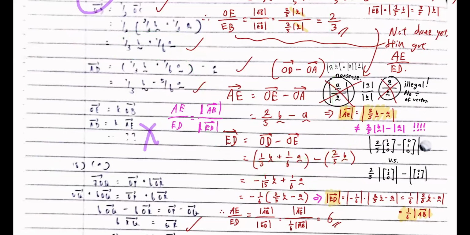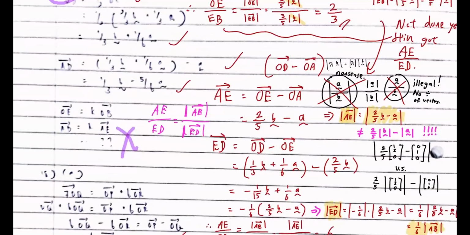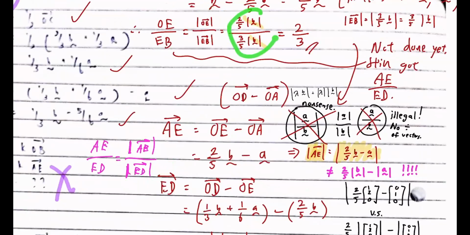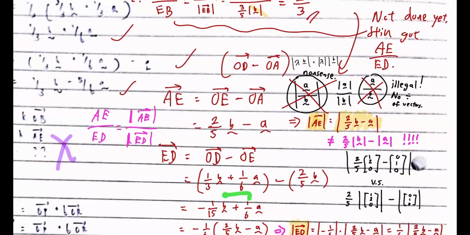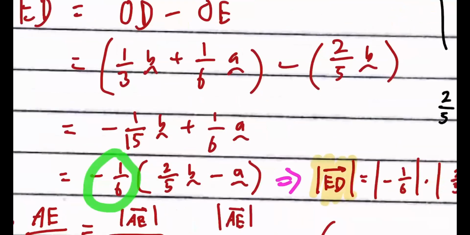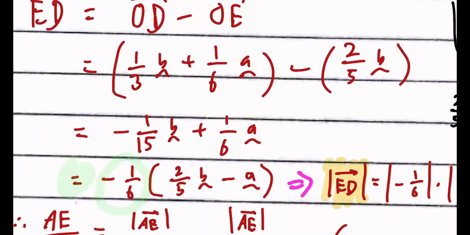Remember, the ultimate goal is to find a ratio. And when we find a ratio, what's the key trick here? Find a common factor, from the top and bottom, which can cancel each other off. So over here in ED, do you notice that I could have factored out negative 1 over 6? I'll give you a while to think about it. Is it equal? You can multiply out. Is it correct or not? Check already. Convinced? Okay, so therefore we get negative 1 over 6 times 2/5 B minus A.